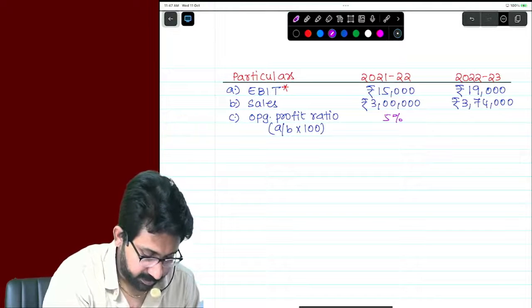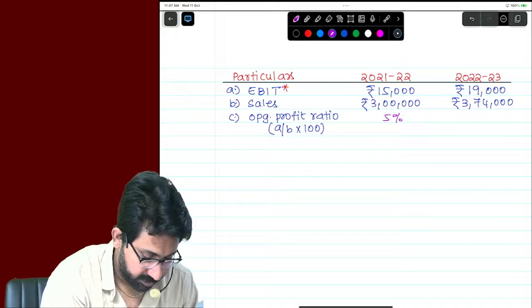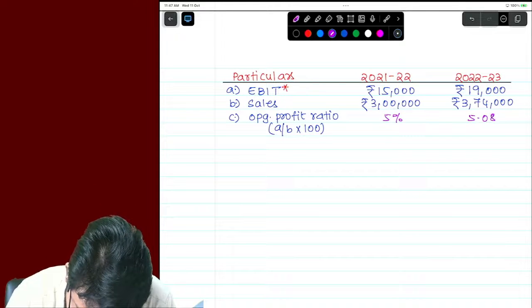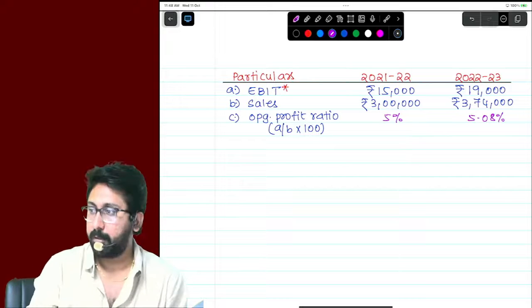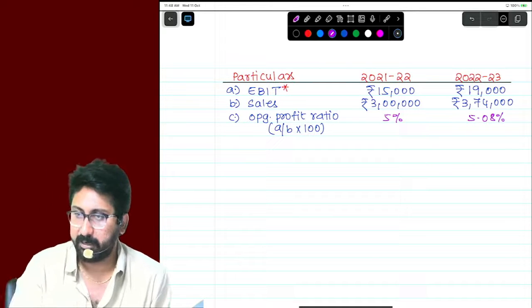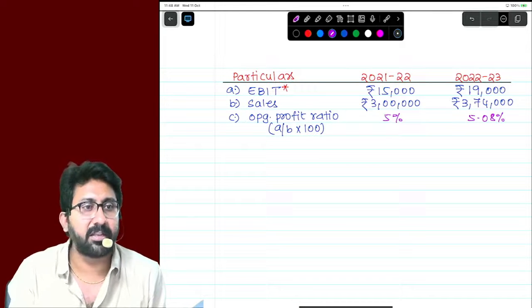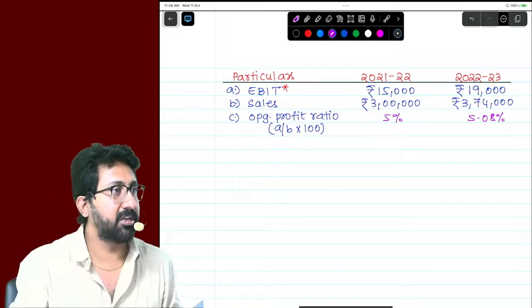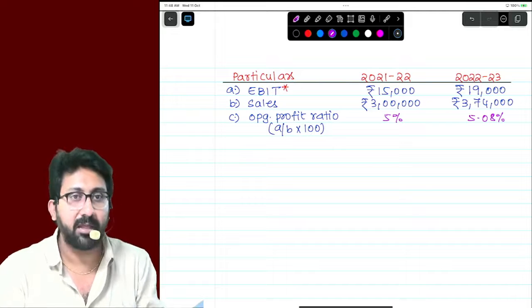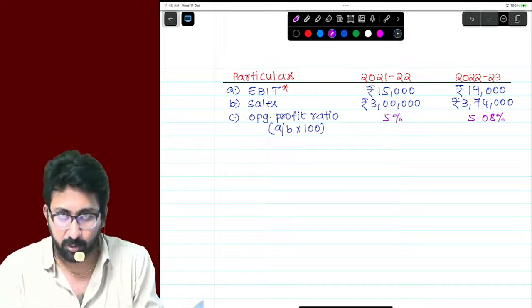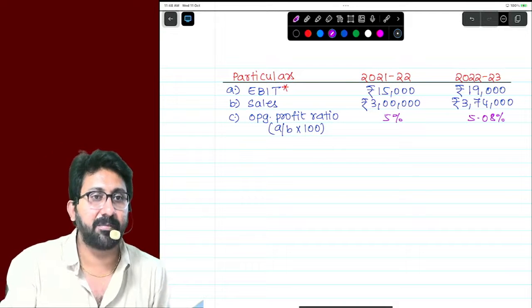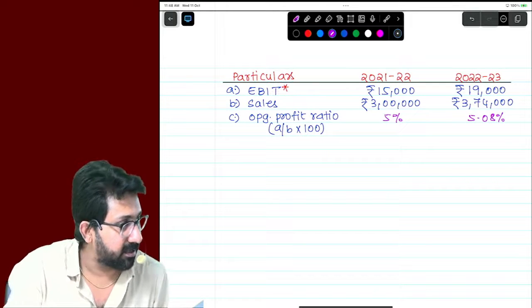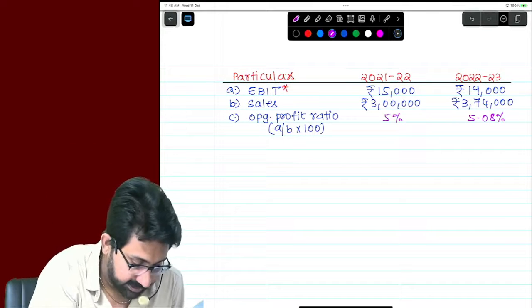19,000 divided by 3 lakh 74,000 into 100. How much? 5.08%. Technically, how to write the comment? There is no significant change. Don't write there is a 0.08% growth. What you should write as a comment is: there is no significant change in the EBIT, I mean EBIT to sales.